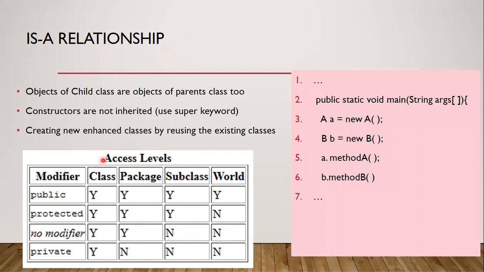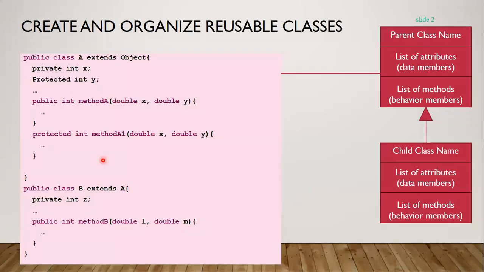The inheritance relationship is also referred to as is a relationship. Is a relationship means the one is a kind of another. So this child class is a type of parent class. So B is a type of A. A is a type of object. What is the meaning of these types?